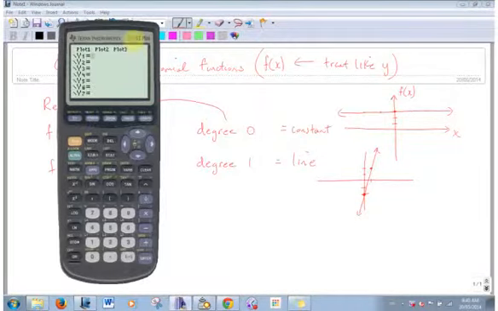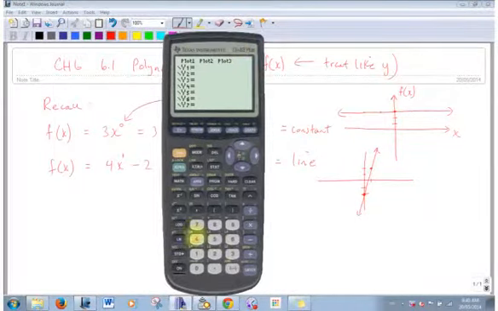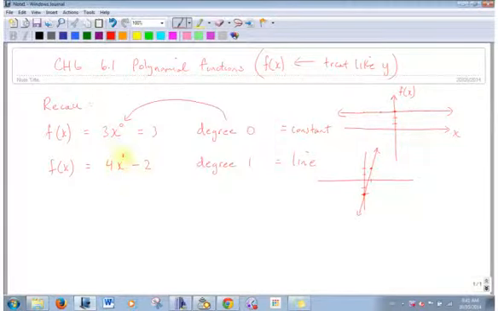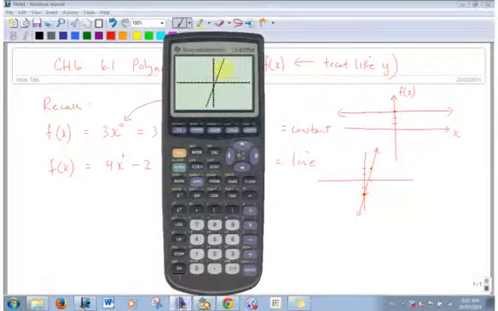Or plug it in your calculator. 4x minus 2. Graph it. Does it look the same? Sure does. Okay. Like, you shouldn't use a calculator. This is easier than using the calculator, okay? But I'm not going to say you're not allowed to use it.